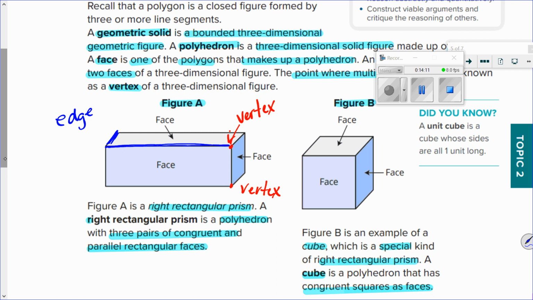Can everybody see the different definitions and what we're actually talking about? So on the cube I'm holding, my edges are these sides over here. Vertexes are the points at the edges, where those edges come together. Okay? Good. So far, so good.